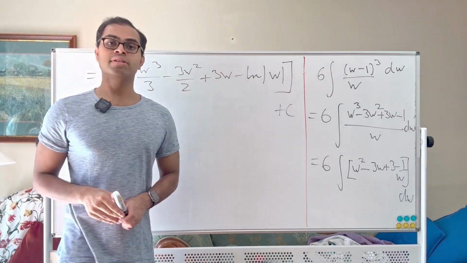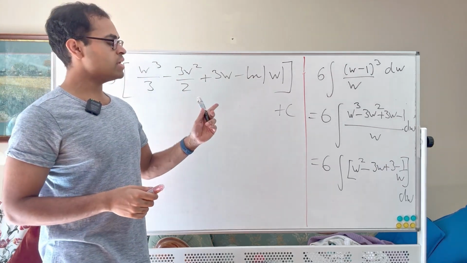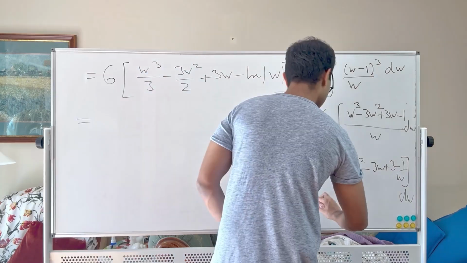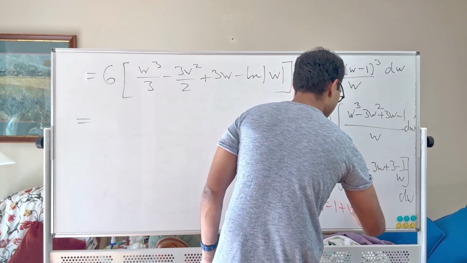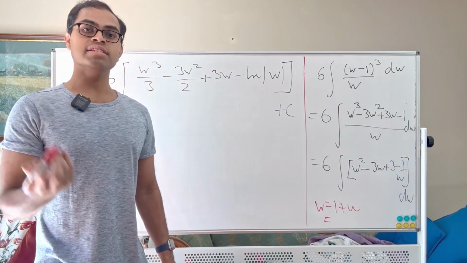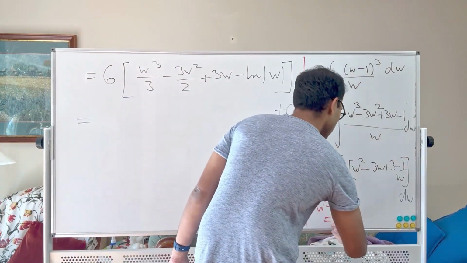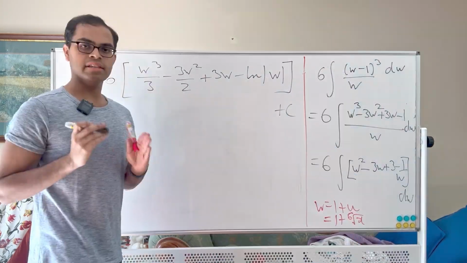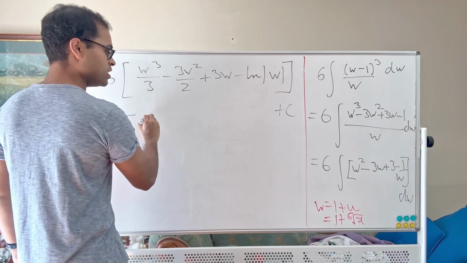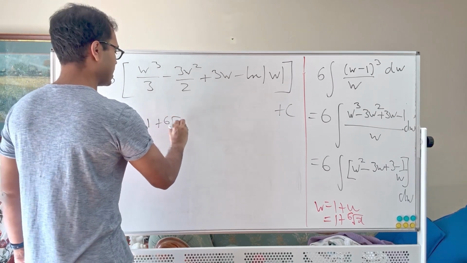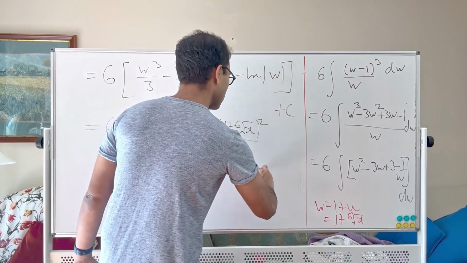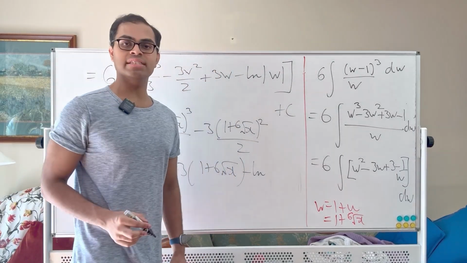What was w? w was equal to, if you remember from the beginning, the bottom we had 1 plus u. So w was equal to 1 plus u. And u to the 6 was equal to x, so u was equal to the 6th root of x. So we can say this is 1 plus the 6th root of x. So let's now continue writing this out. We're going to write it as 6 times w, which is 1 plus the 6th root of x, to the power 3, divided by 3, minus log of the absolute value of 1 plus the 6th root of x.